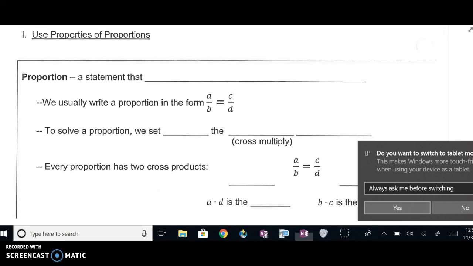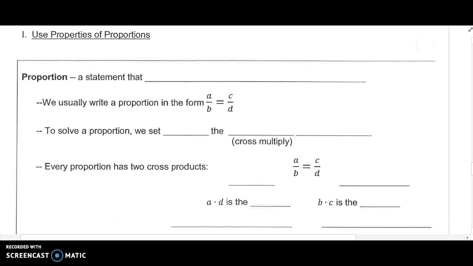All right, so we're going to pick up where we left off with ratios, and now we're going to talk about what a proportion is. A proportion is a statement that two comparison statements are equal. And we usually write a proportion in fraction form, comparing A is to B, C is to D is how you would read this right here.